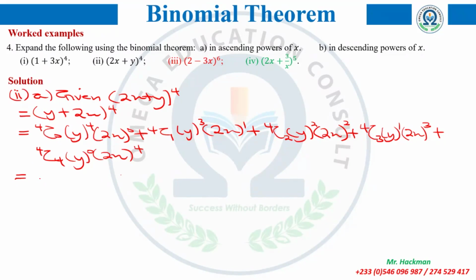So now 4 combination 0 we know is 1. The one that will give us 1, I will write it. This is y to the power 4, so pushing the power inside, that will give me y to the power 4, and this will give me 1. Then plus 4 combination 1, that will give you 4. It's not 1, so you have to write it.